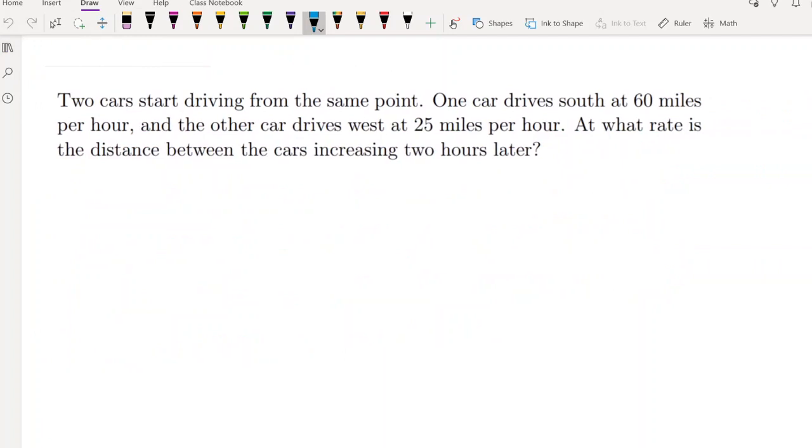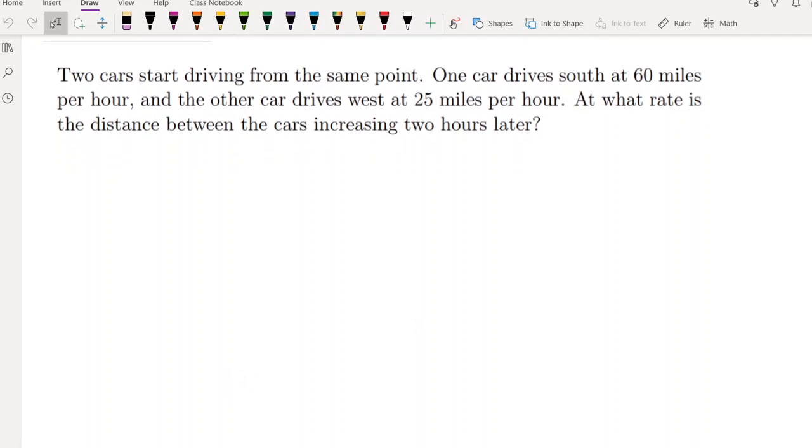So that's what we'll do as we solve this together. The first step we want to do is draw a diagram. So let's do that. One thing that's important to understand when you draw these diagrams is that the diagram is kind of like a snapshot in time, right?